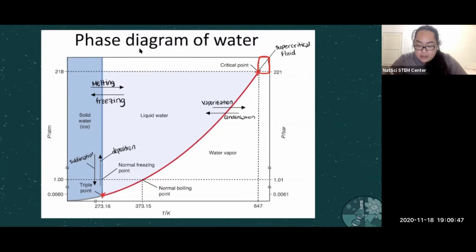What I did here was I labeled when vaporization occurs. So it's going from a liquid to a gas. Condensation occurs when you're going from a gas to a liquid. Melting and freezing. And here is when you're going from the gas to the solid and solid to a gas. That would be sublimation and deposition. So this is a typical phase diagram of water. Okay.